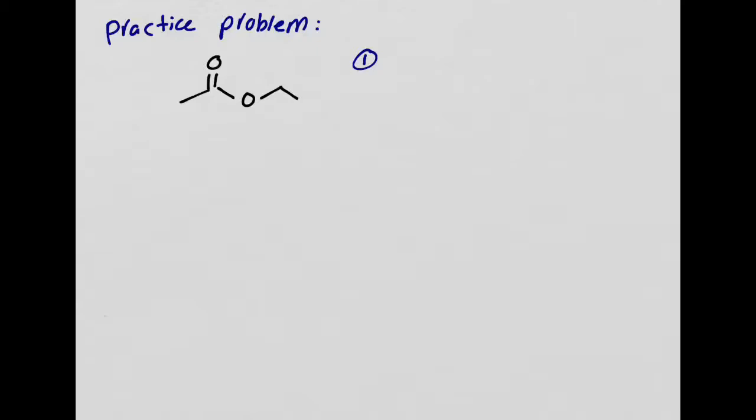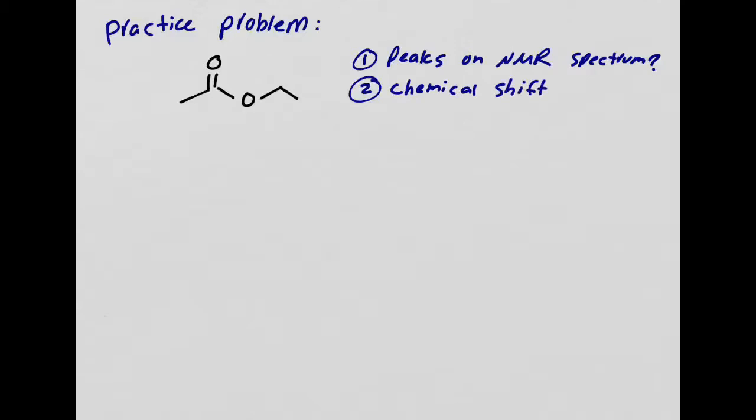I want you to figure out, if this is my compound and I take an NMR of it, how many peaks would show up on an NMR spectrum? What are the chemical shifts for those peaks? And what is the integration for each peak? So how many peaks, what are going to be the chemical shifts, and what is going to be the integration? All right, give this a shot.